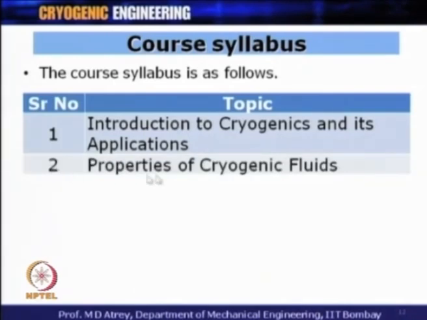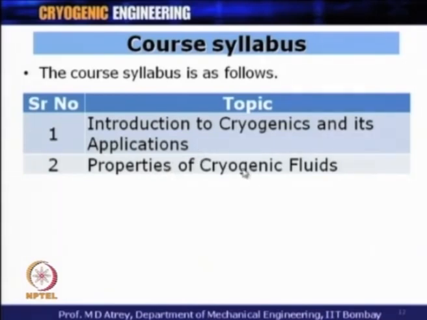The next topic is Properties of Cryogenic Fluids. There are different cryogenic fluids, which are also called cryogens. For example, we have liquid nitrogen, liquid helium, liquid hydrogen, liquid neon, liquid oxygen, etc. All these are normally called cryogens, and they have very specific properties associated with them. For example, liquid nitrogen has its own properties, like its boiling point, its density, and its latent heat. All these form very important characteristics of liquid nitrogen.